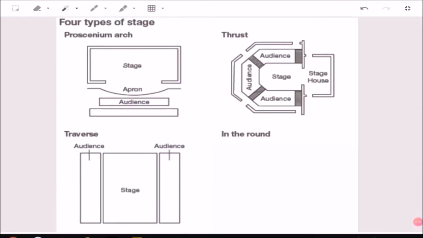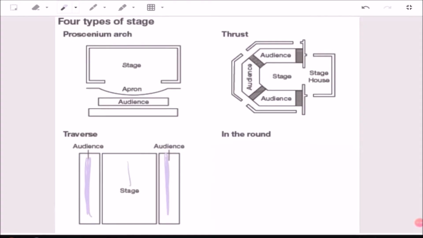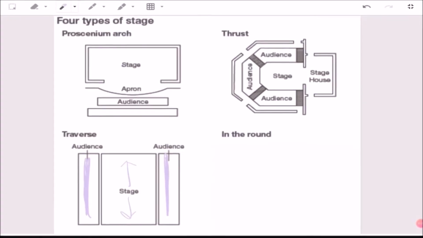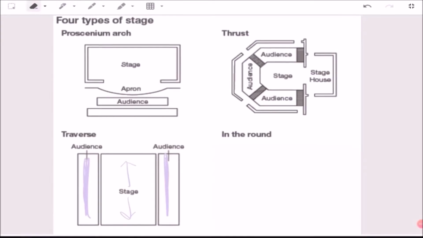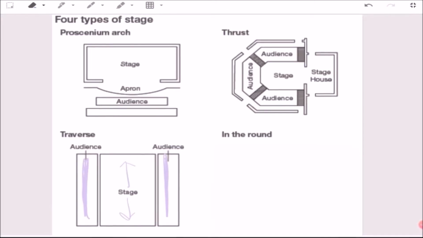The third is called a traverse stage. The audience is placed on the 2 longitude sides of the stage and can see the actors at all times while they perform. This stage allows the actors to use up more of the stage and gain a strong connection with the audience. There aren't very many theaters that are built this way anymore.